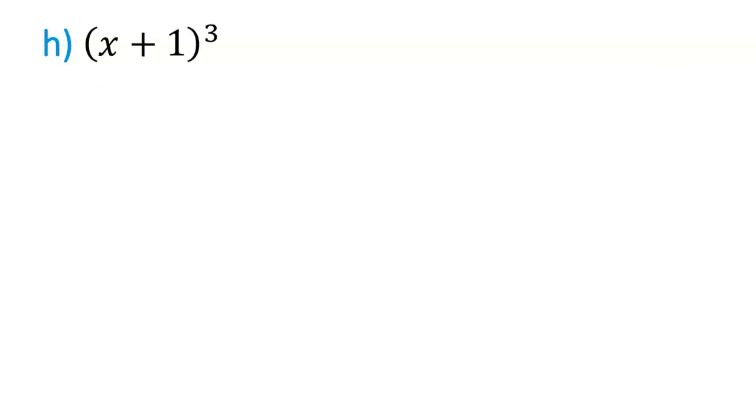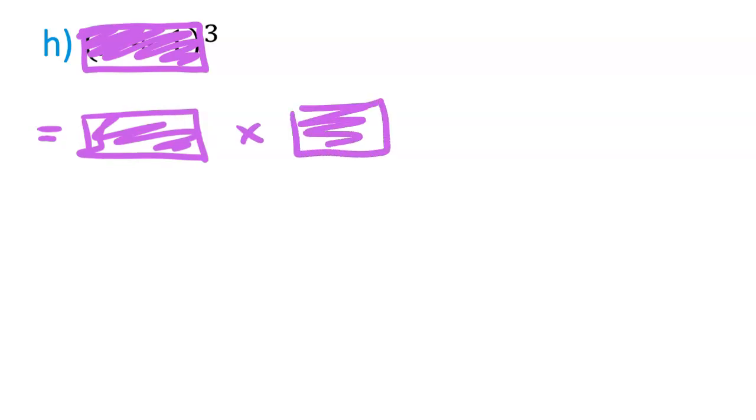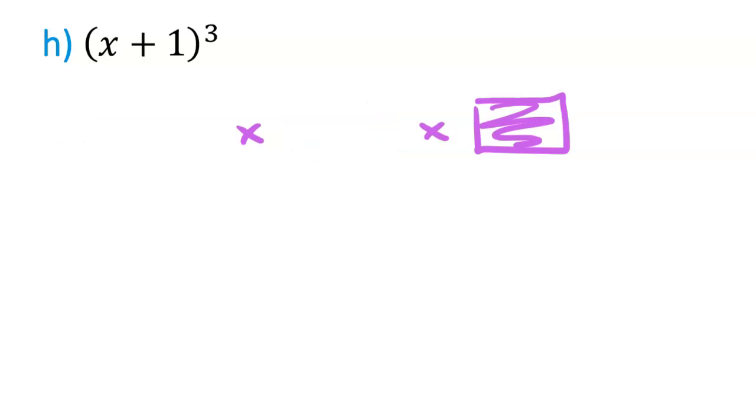Okay. Here we're going to get a little bit trickier. We've got x plus 1 to the power of 3. Remember last time we said if we had some box to the power of 3, that would be whatever that box was, times itself again, times itself again. What was actually inside of that box though? It was x plus 1. So if we did x plus 1 times x plus 1 times x plus 1, it would look like this.